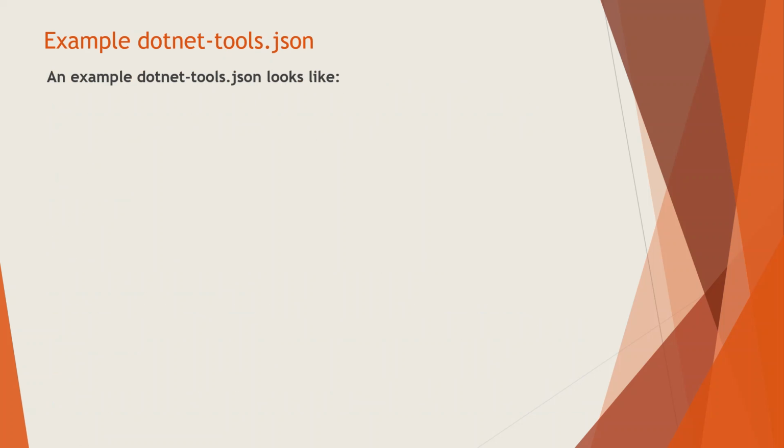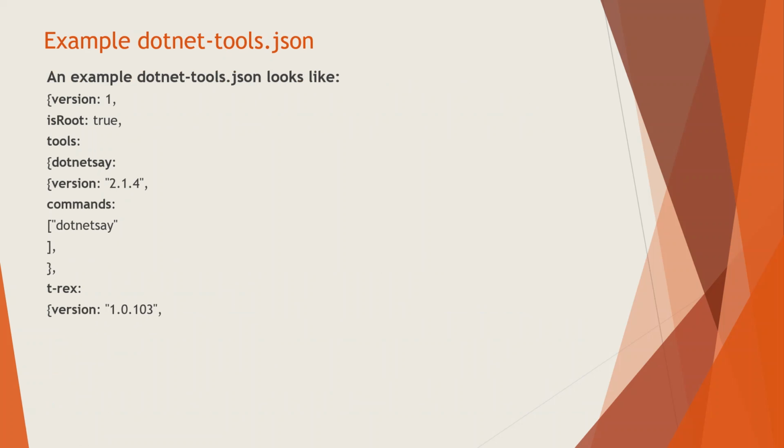An example .NET-tools.json, that is the tool manifest file, looks like this: version 1, root true, tools, dotnet-say, version 2.1.4, commands dotnet-say, t-rex, version 1.0.103. So please don't worry about understanding everything in .NET-tools.json. This is just to show what the changes to .NET tools will look like.